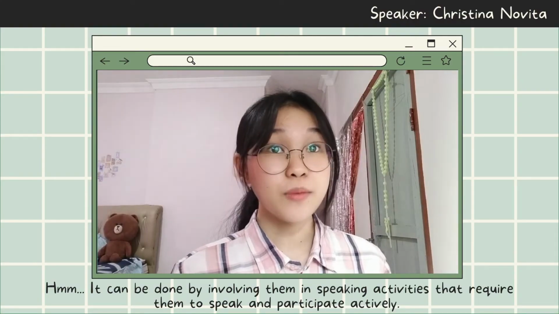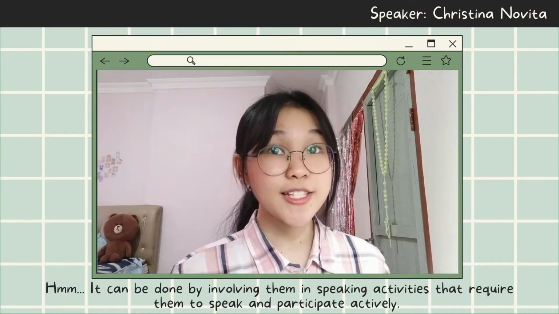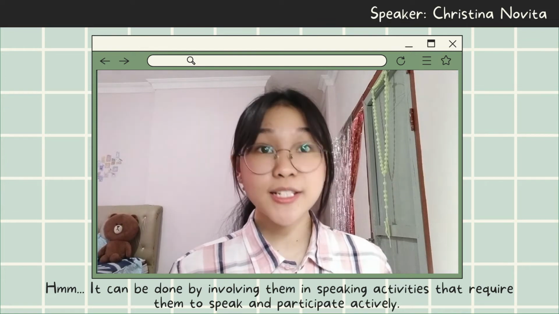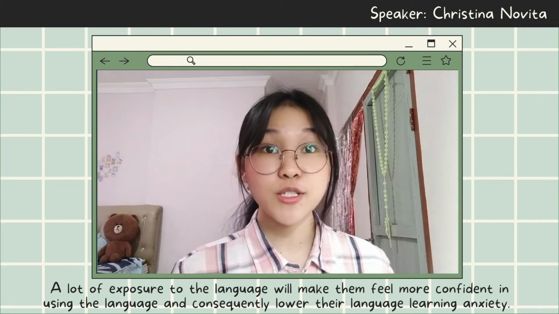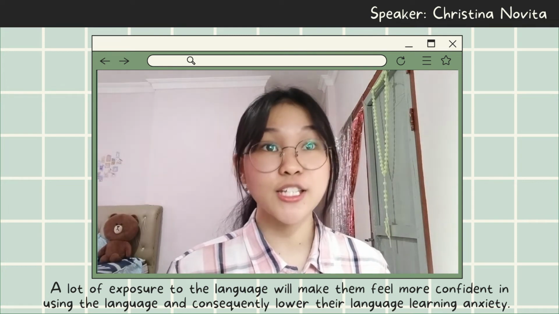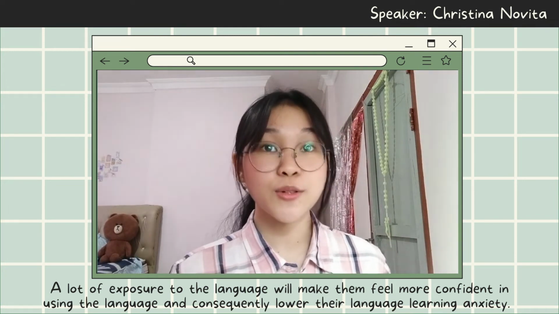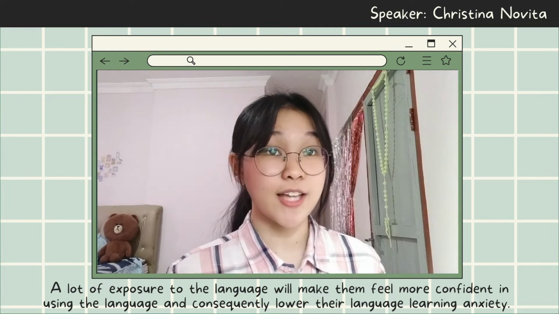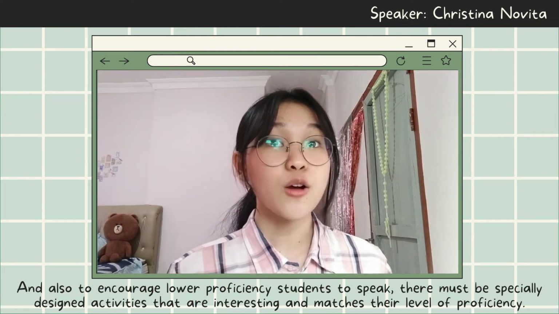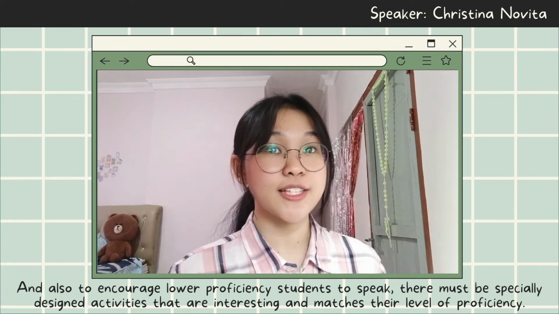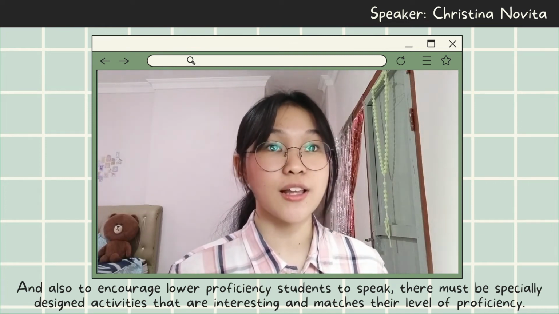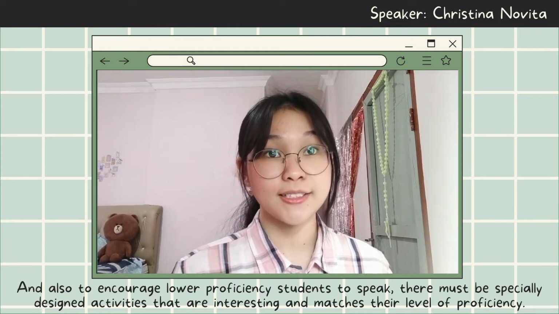It can be done by involving them in speaking activities that require them to speak and participate actively, because a lot of exposure to the language will make them feel more confident in using the language and consequently lower their language learning anxiety. And also, to encourage lower proficiency students to speak, there must be specially designed activities that are interesting and match their level of proficiency.